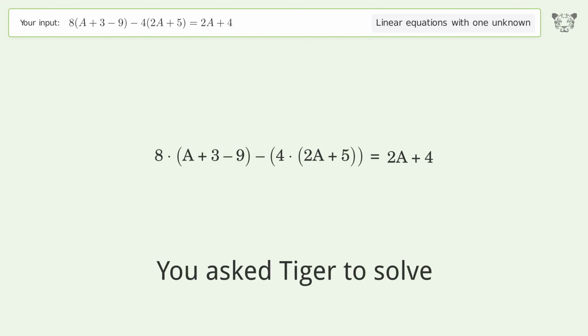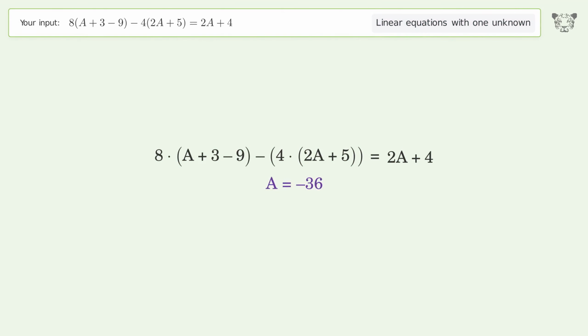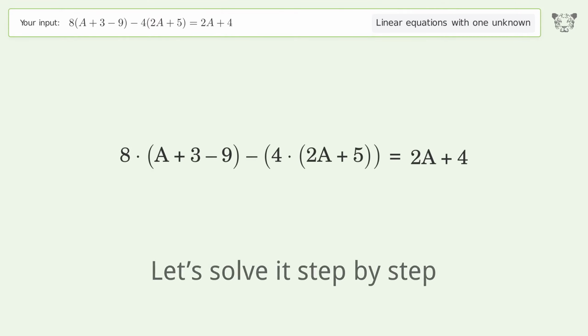You ask Tiger to solve. This deals with linear equations with one unknown. The final result is A equals -36. Let's solve it step by step.